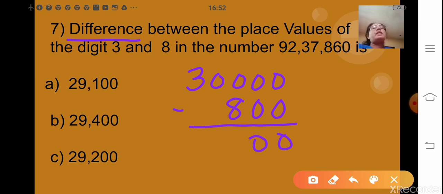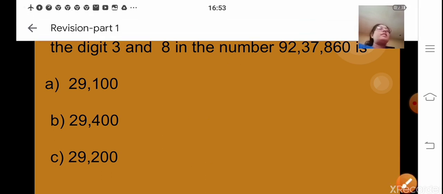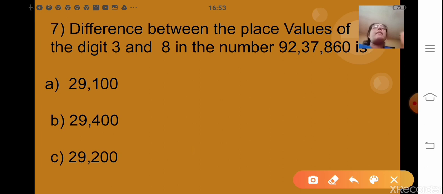8 cannot be subtracted here. So you'll borrow from this 3. This will become 9 and then 10. Now 10 minus 8 is 2. 9 and then 2. Place the comma. So your answer is 29,200. So which is your correct option? C.